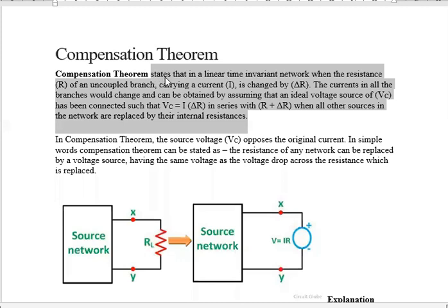So compensation theorem states that in a linear time invariant network, when the resistance of an uncoupled branch carrying a current I is changed by delta R, the currents in all branches would change and can be obtained by assuming that an ideal voltage source of Vc has been connected such that Vc equals I into delta R in series with R plus delta R. Then all the other sources in the network are replaced by their internal resistances.